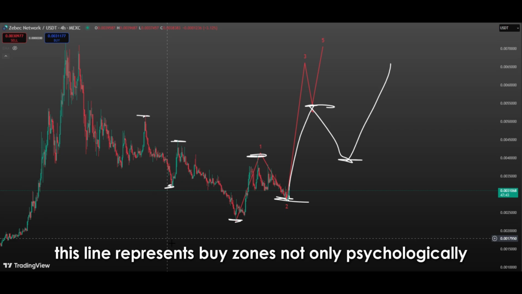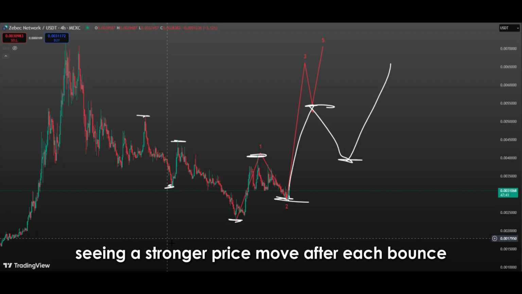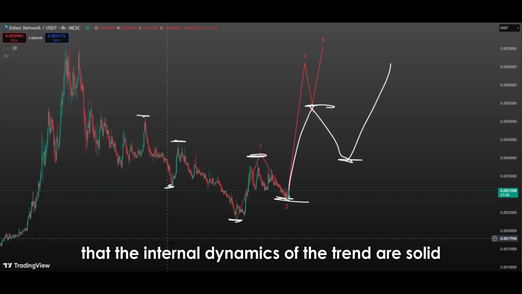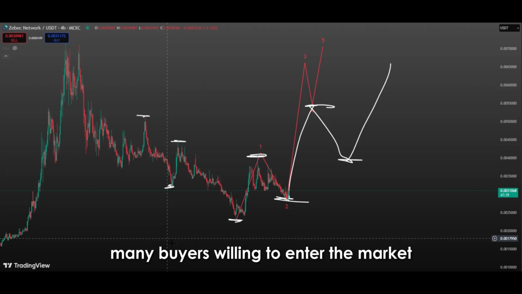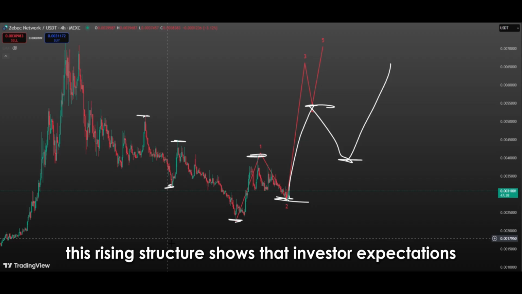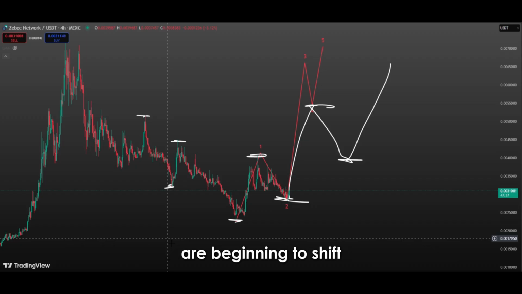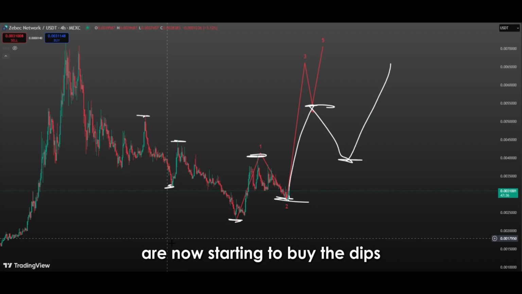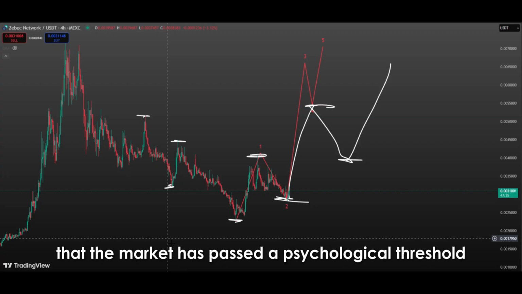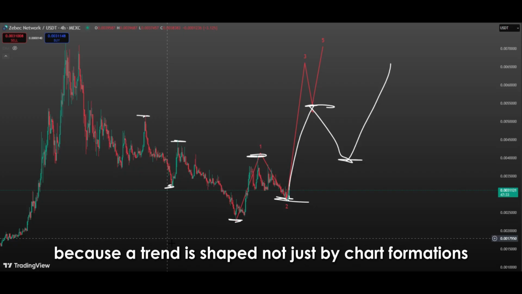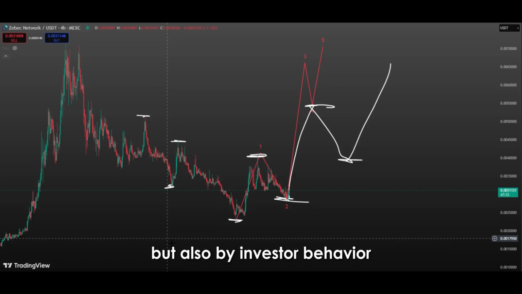This line represents buy zones not only psychologically but also technically. Seeing a stronger price move after each bounce confirms that the internal dynamics of the trend are solid. That is, there are still many buyers willing to enter the market. Furthermore, this rising structure shows that investor expectations are beginning to shift. Those who used to panic sell during price drops are now starting to buy the dips. This means that the market has passed a psychological threshold, because a trend is shaped not just by chart formations, but also by investor behavior.